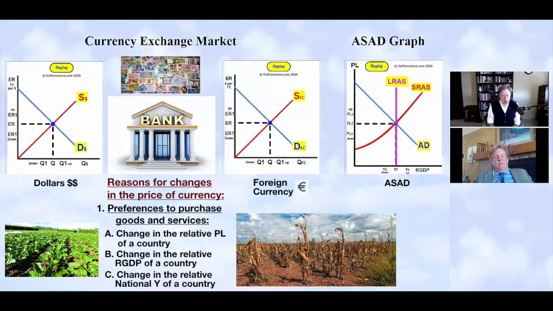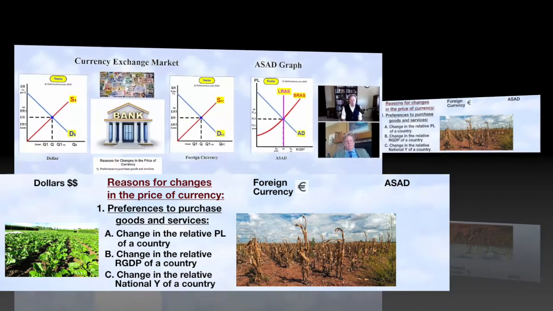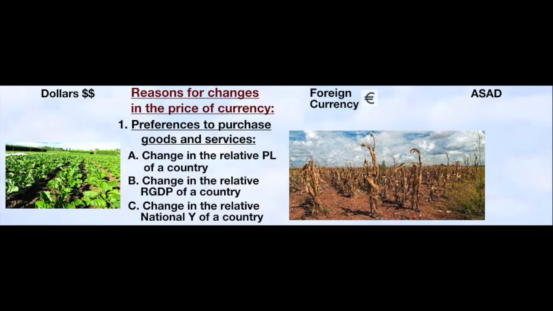The reasons for changes in the price of currency, the first one is preferences to purchase goods and services. Just like we learned back in the product market, the second factor that changes demand is consumer preferences. As American consumers change their preferences for foreign goods, that's going to change their demand for foreign currency in the currency market. So in review, the first reason for changes in the price of currency is, number one, preferences to purchase goods and services for three reasons. A, a change in the relative price level of a country. B, a change in the relative real GDP of a country. And C, a change in the relative national income of a country.